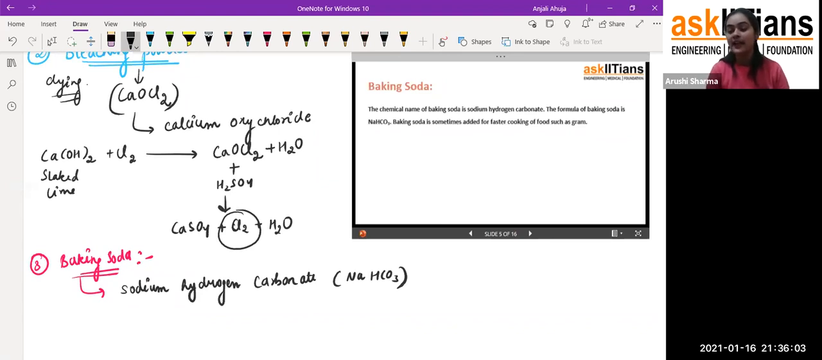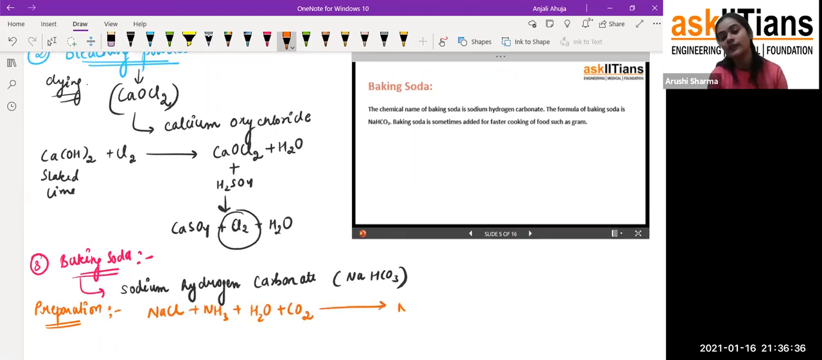But first of all, if I ask you how we prepare this baking soda, that is NaHCO3, so how do we prepare it? First of all, students, look at its preparation. For the preparation of baking soda, we have to use NaCl in the presence of ammonia, NH3, and H2O along with carbon dioxide. So what are we getting from here? We are getting NaHCO3 plus NH4Cl. So that's the preparation of baking soda.